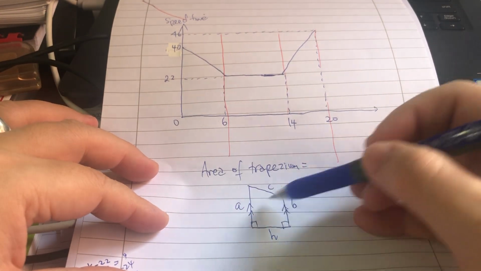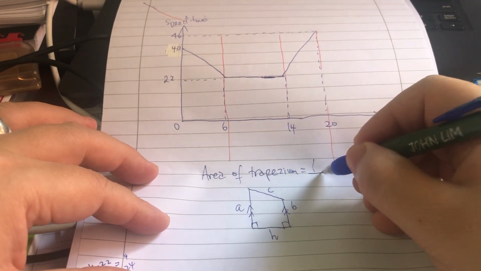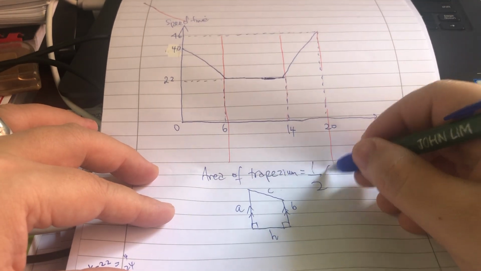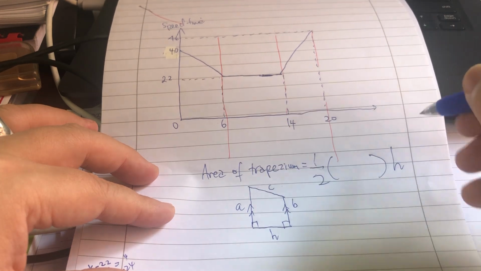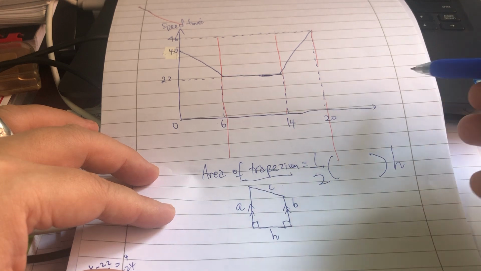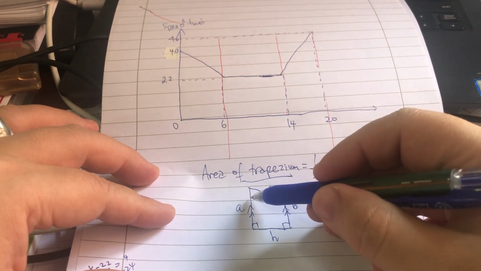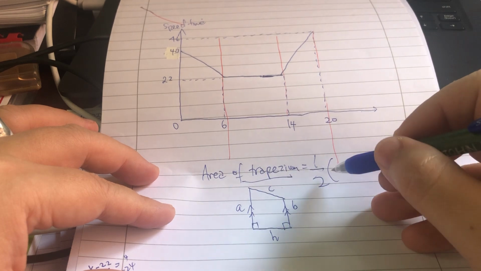Trapezium has a pair of parallel sides. All right, so very simple. Area of trapezium is something like half times base times height. I repeated 3 times already. But the half is just half. The height is just a perpendicular height.